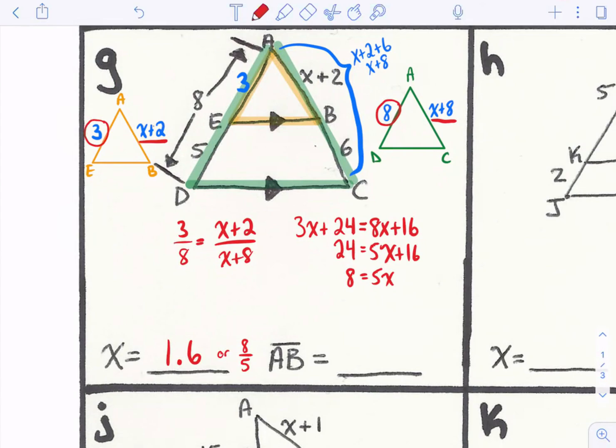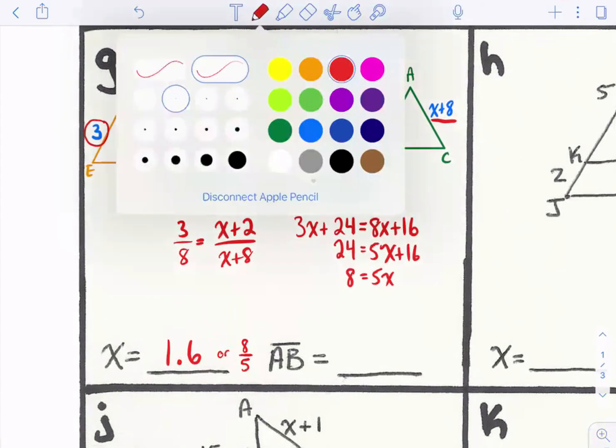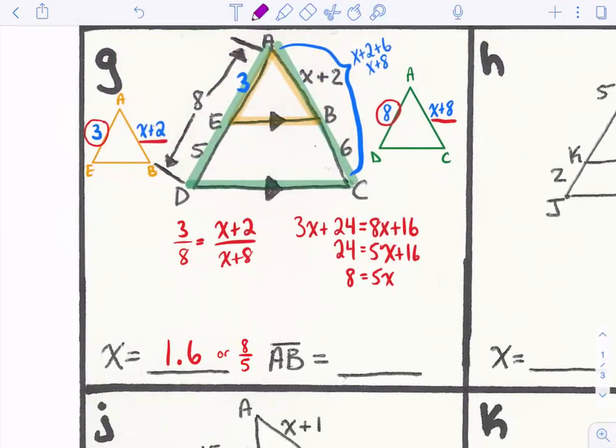Then it says find the length of AB. Now AB is x plus 2. So I have to do 1.6 plus 2. And when I do that, I get 3.6. Now you can write it as a decimal, or you can write it as a fraction, which is 18/5. But again, you don't have to write the fraction.